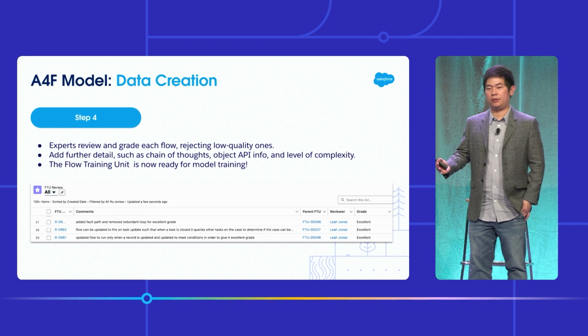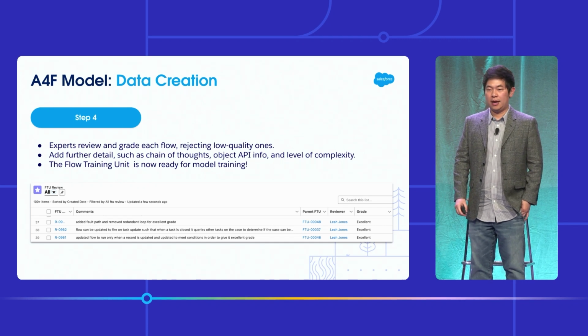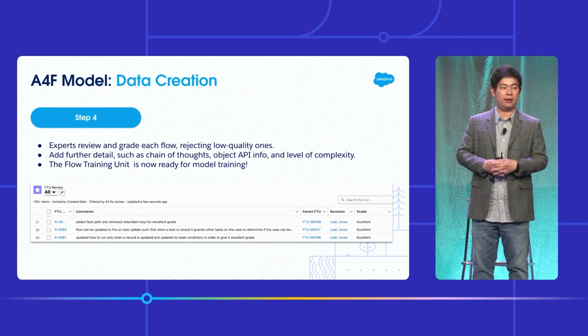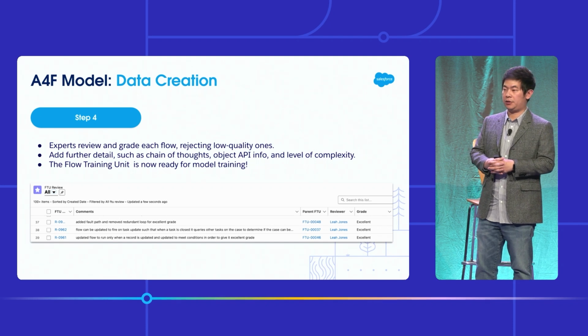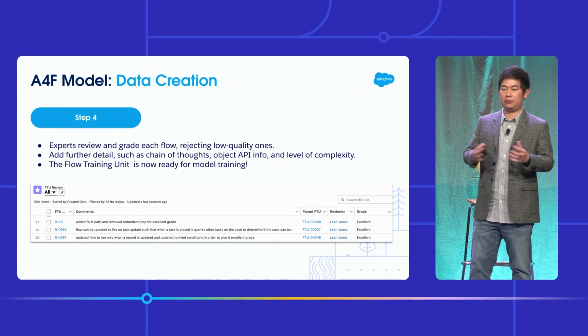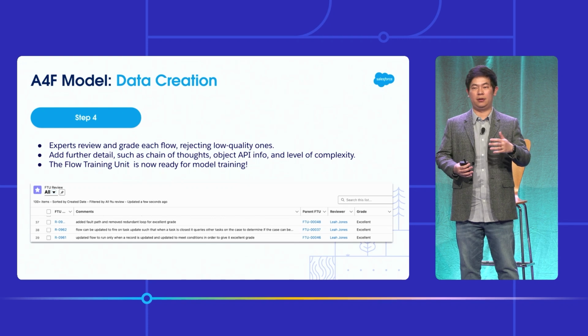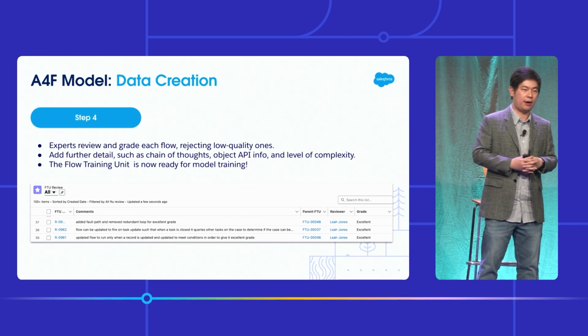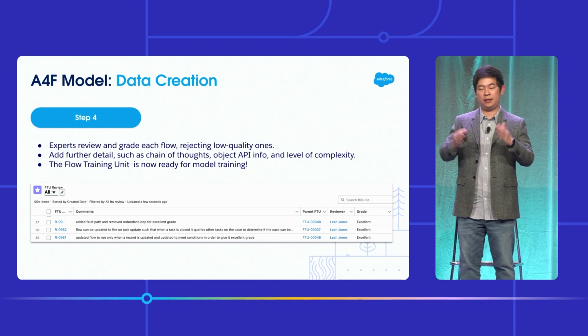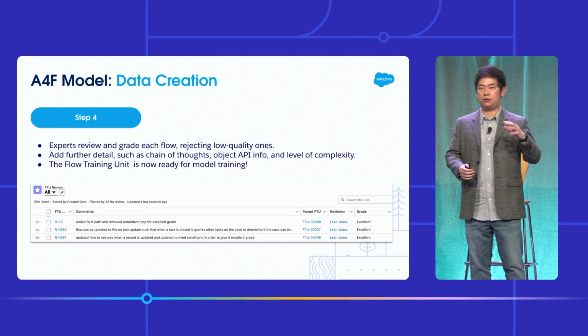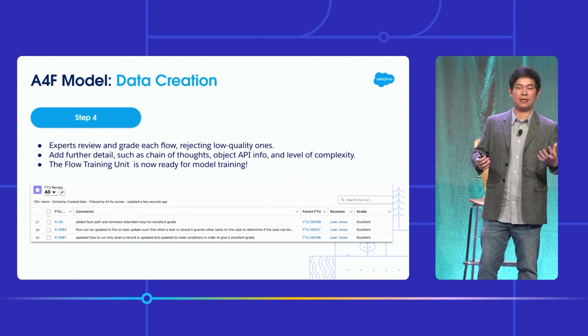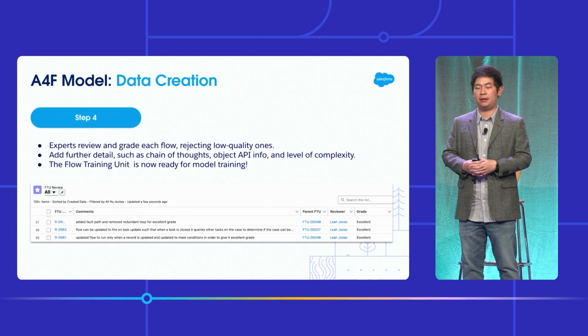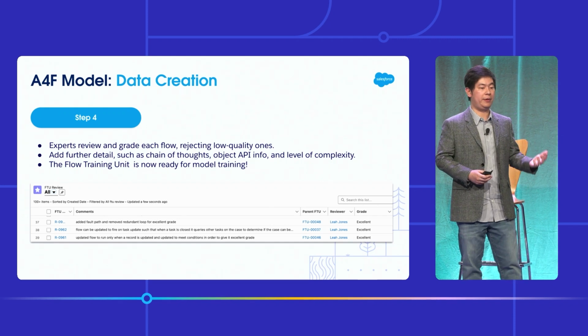And the last step is that our experts will do another round of review of all of the data, rejecting the low quality ones. On top of that, we also add a lot of details. For instance, we have the chain of thought. That is a human-written step-by-step way of how, if you are a human, you would construct a flow from scratch. With these human instructions, we can also teach the model to think about the process as a human, and it can improve the model's reasoning capability a lot.